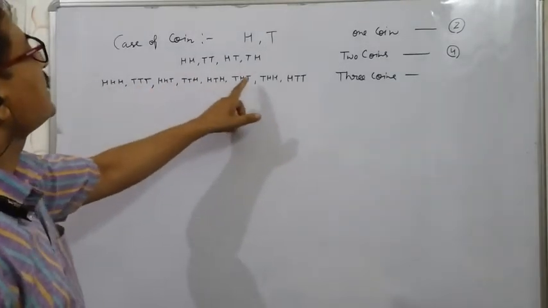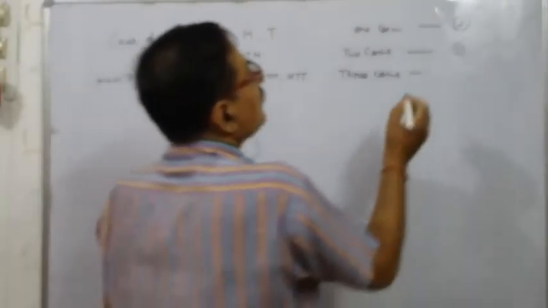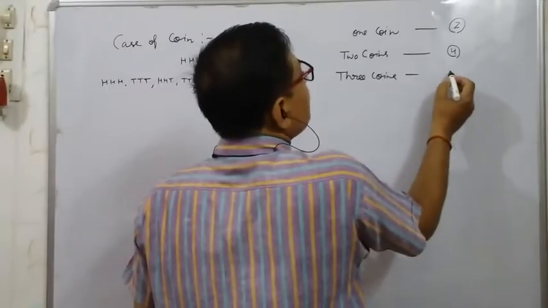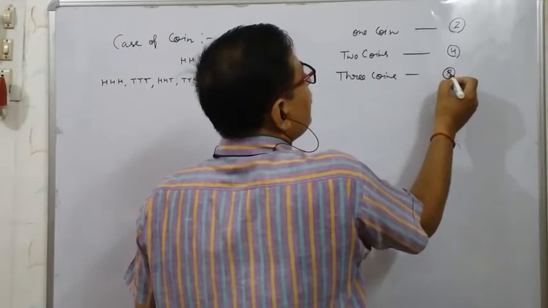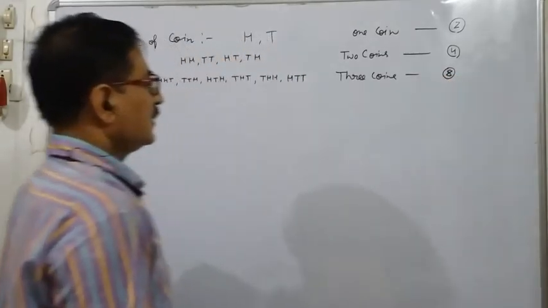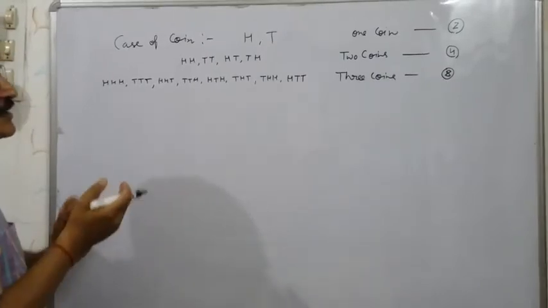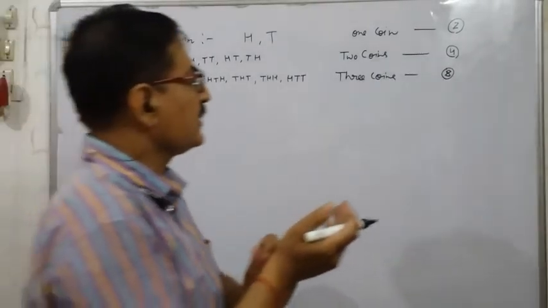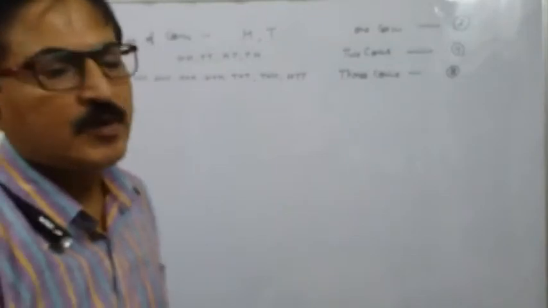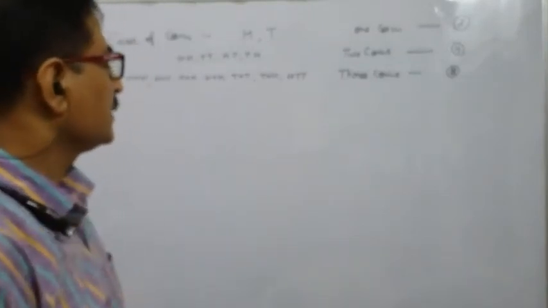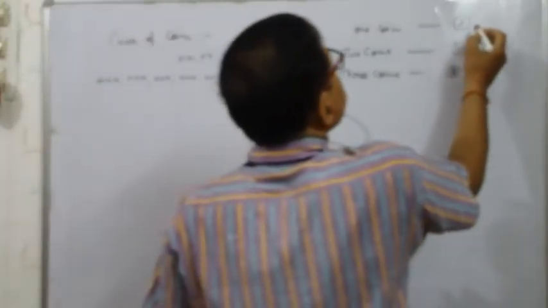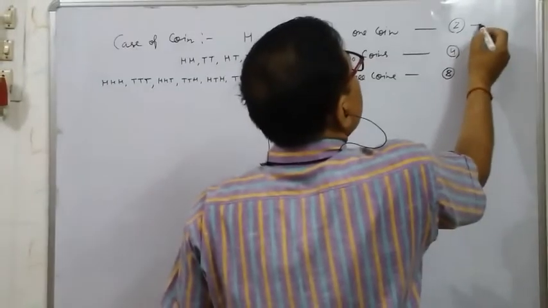So now students, you will see that the total number of outcomes is 1, 2, 3, 4, 5, 6, 7, 8. So with 3 coins, the total number of outcomes is 8. If 4 coins, 5 coins, or 7 coins are there, we need a system with which we can easily find the total number of outcomes.